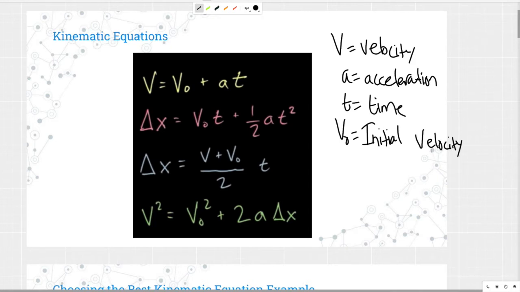So let's say if a car is moving, it starts at a velocity of 0, and then it reaches a certain velocity, which is v. And then there is delta x. Delta x is displacement. And delta x can sometimes be represented as delta y also, in which that is vertical displacement.